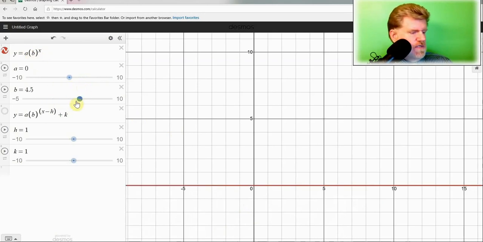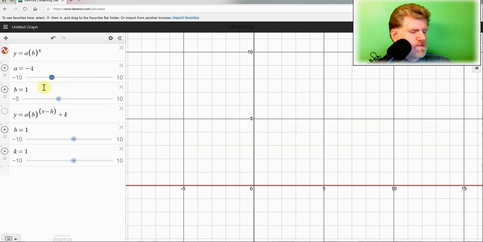If I change B, a little bit changes. Now it's going off in both directions. And then when I get below 0, it all disappears. We'll talk about that in a little bit. But right now, I'm going to put B back at 0. Now I'm going to set B equal to 1. Okay, and I'm going to change A and watch what happens.